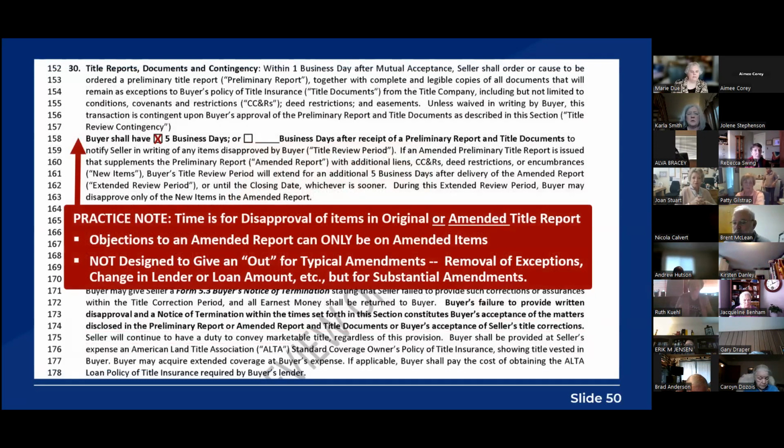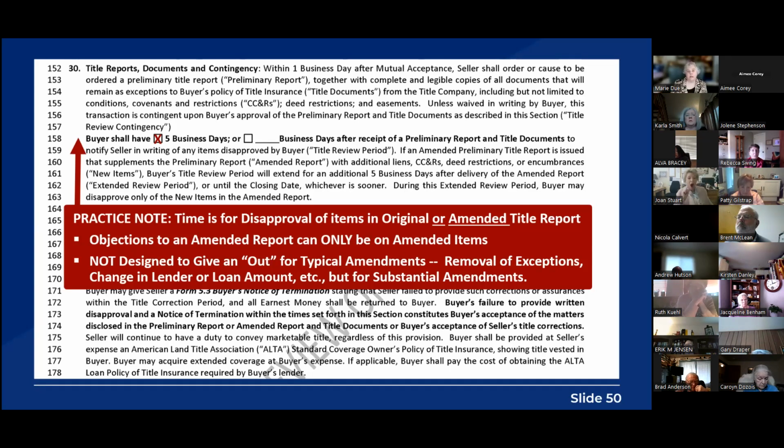Time for disapproval of the items in the original or amended title reports. We're going to talk about title reports now. Objections on amended can only be to the amended items. So let's say you get a title report that has one thing, and then all of a sudden they do an amended one because maybe the person's name was too similar to others, so they wanted some documentation so they could add some stuff. You can only object to those items that were added. You can't go back and say, well, now I see this. No, you have to deal only with those amended ones.